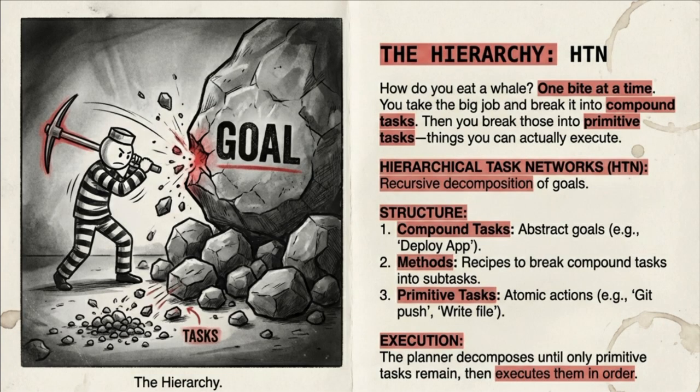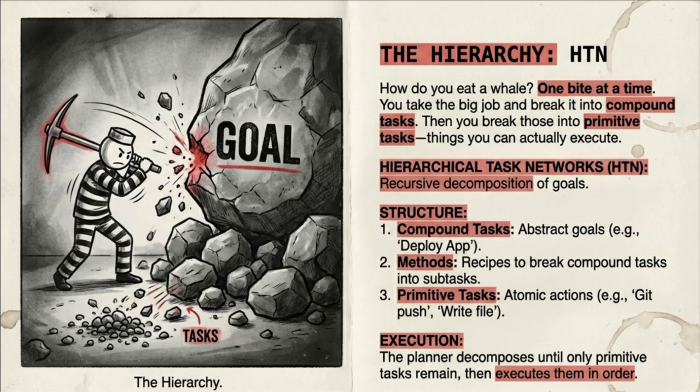The hierarchy of planning is best explained by the question of how to eat a whale. The answer is one bite at a time. In system design, we take a massive compound job and break it into smaller compound tasks. We then recursively break these down until we reach primitive tasks, which are atomic actions that the agent can actually execute. This is known as the hierarchical task network. The structure consists of compound tasks, which are abstract goals like deploying an application. These are supported by methods, which act as recipes or logical paths to break these goals into subtasks.